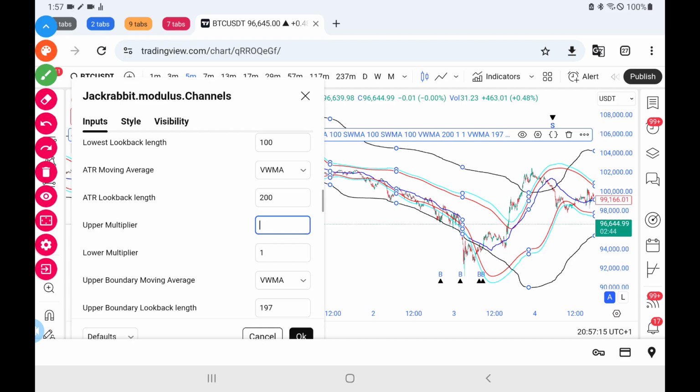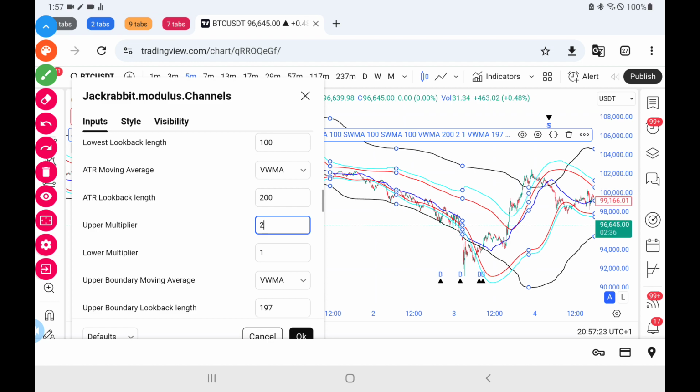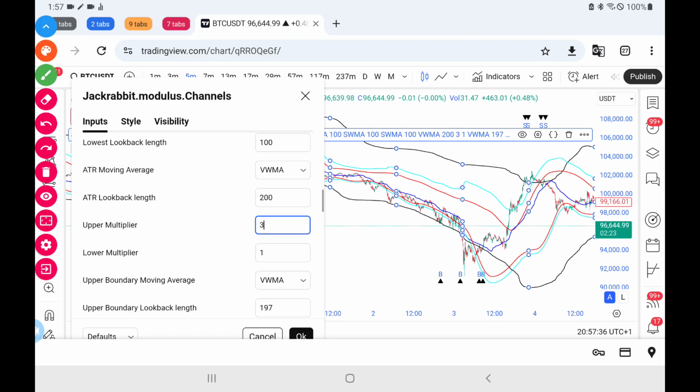Let's change the upper multiplier to a 2. And we can see that everything changed appropriately. Let's keep going and see just how far we can push these signals. Okay, we are seeing more and more as we change the multiplier of the ATR, how it itself is changing in relation to the combination of the final purchase channel.